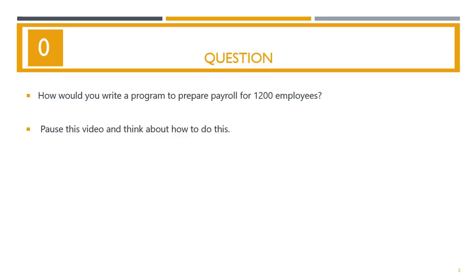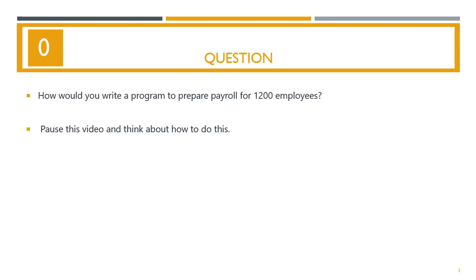Think about how would you write a program where you need to process payroll for 1,200 employees. Pretty much the code for employee 1 is the same as the code for employee 100. I want you to pause the video for a second and think about how you would write that program.